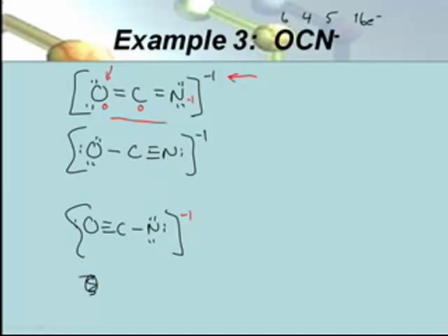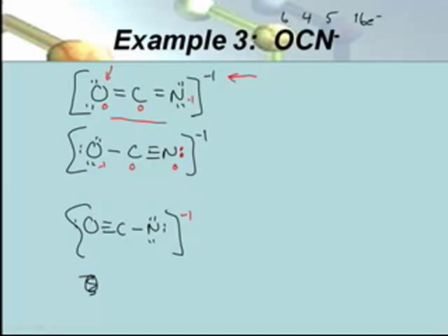Well, let's do the second one. This will be 6 minus 7, that would be negative 1. And this would be 0. And this would be 5 minus 5, which is 0. That's pretty good, too. So is one of those better than the other? I think they're equally valid.